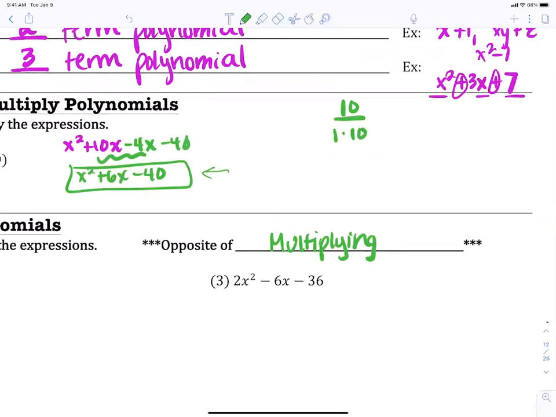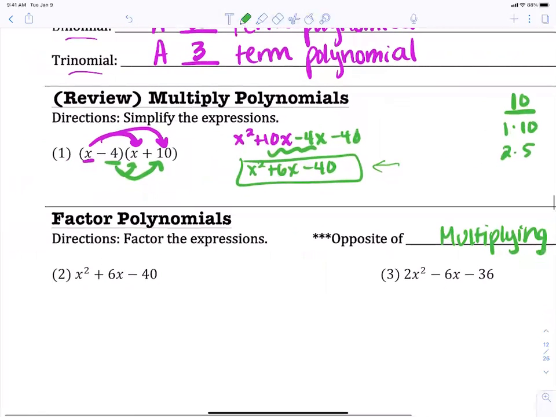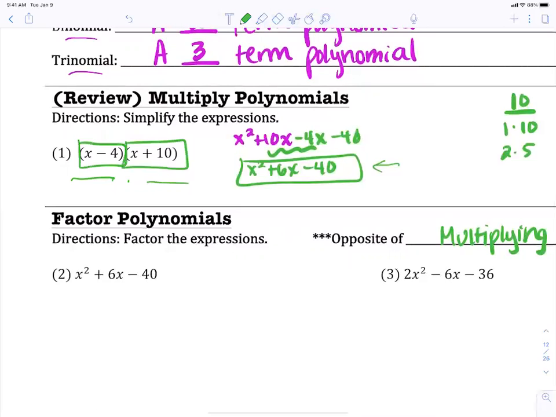Like 10, I could do 1 and 10, or I could do 2 and 5. So that's one where I don't really know which one, or in that case, it could be either of those. Polynomials usually have 2 specific things. These right here, this guy and this guy, are what we call factors of the polynomial. If I take this and multiply it by this, you get our final answer, which was this.